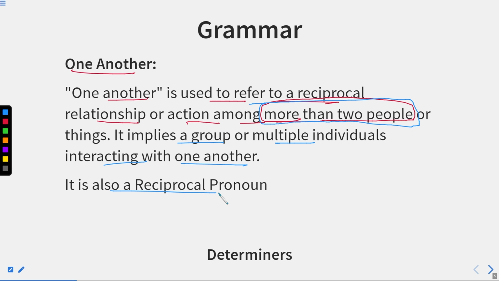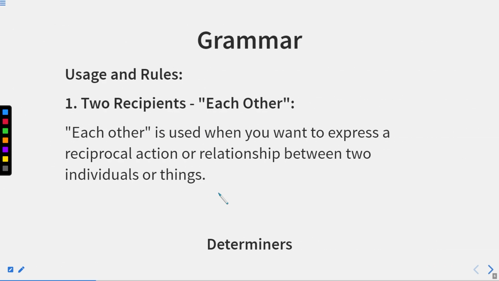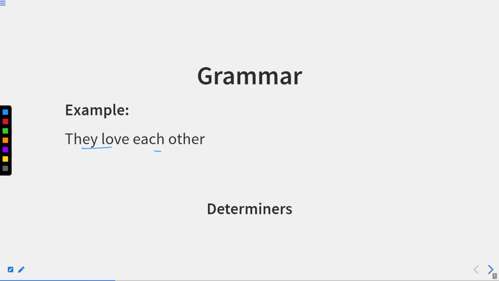It means reciprocal pronoun is of two types. One is each other and another is one another. Each other is used for two and one another is used for more than two. That's it. Now let us move to the examples and usage. If we have two recipients, we can use each other. Each other is used when you want to express a reciprocal action or relationship between two individuals or things. For example, they love each other. Now, if I'm saying they love each other, they must be two only.